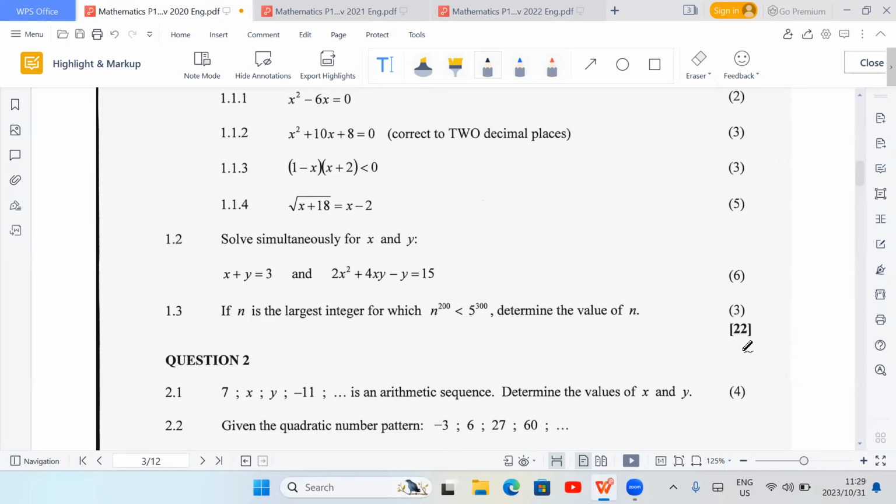So you can still walk out with 22 minus 3. So you can still walk out with 19. So 19 divided by 22, that's 86% of the question. So you still have a decent mark there. So if question 1 is that simple, just get all the 22 marks.